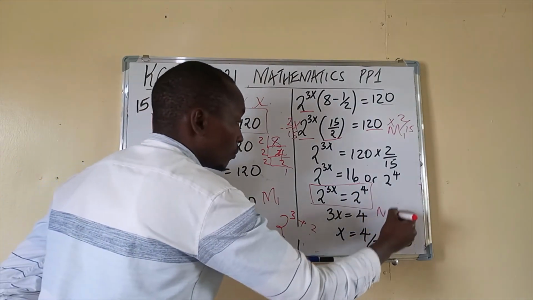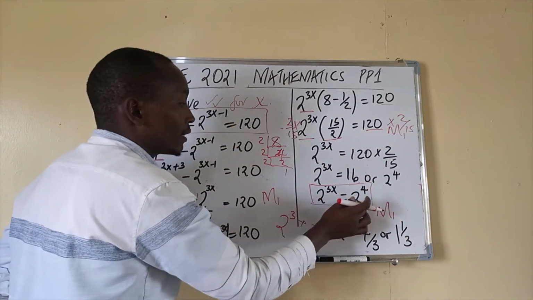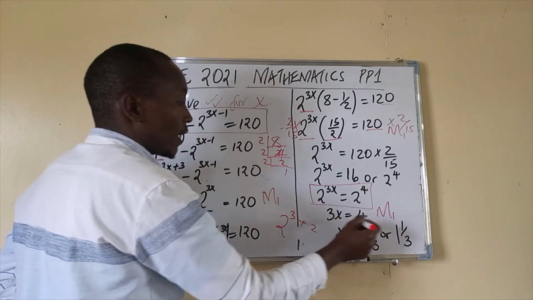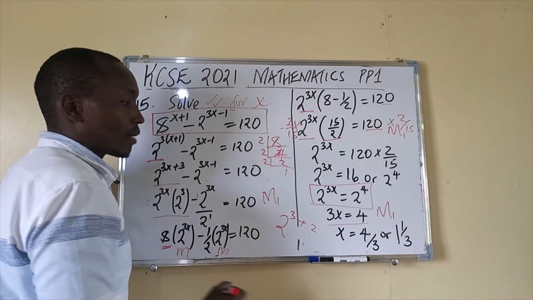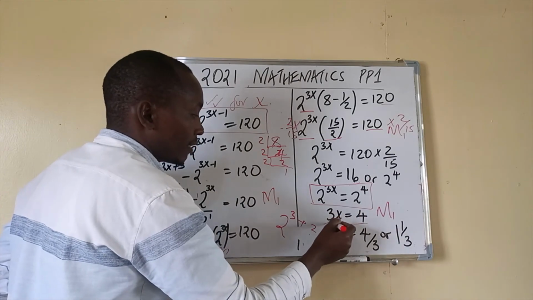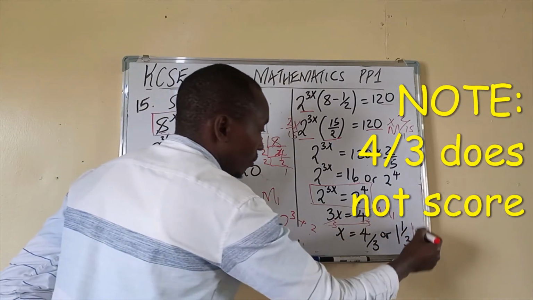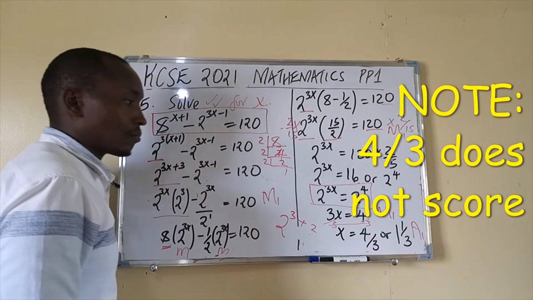If the student is able to equate the powers now, if the bases are the same, equate the powers. With that, the student scores the third mark. And finally, for evaluating, dividing by 3, the student scores the final answer mark.